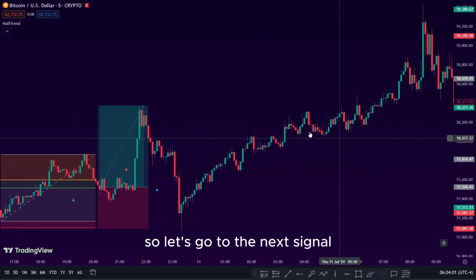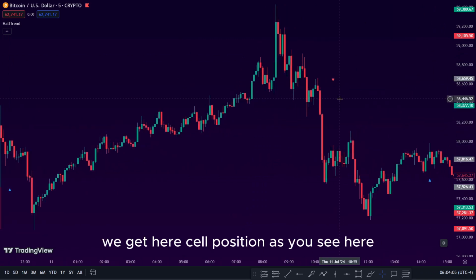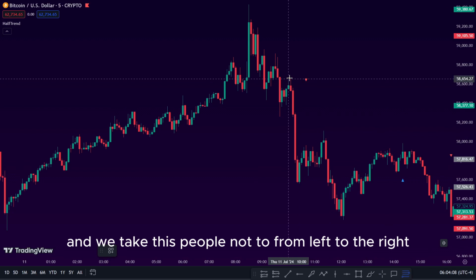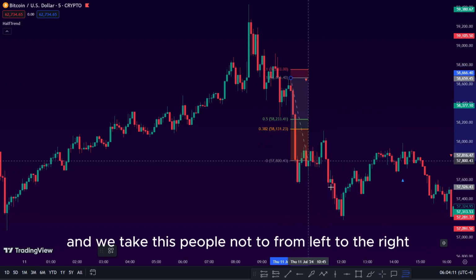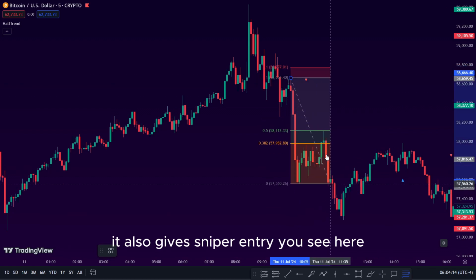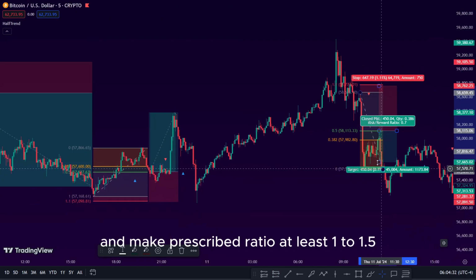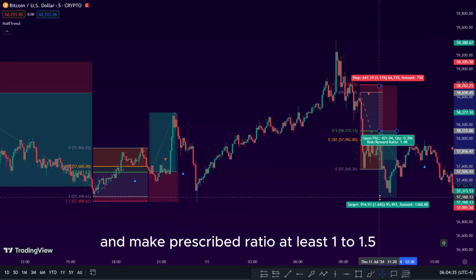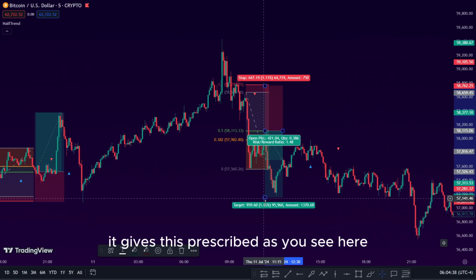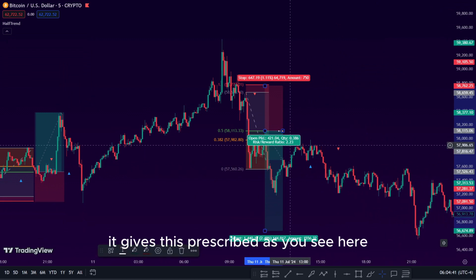So let's go to the next signal. We get here sell position as you see here, and we take this Fibonacci tool from left to the right. It also gives sniper entry, you see here. We put this stop here and make risk reward ratio at least 1 to 1.5 or 1 to 2. It gives this risk reward as you see here.